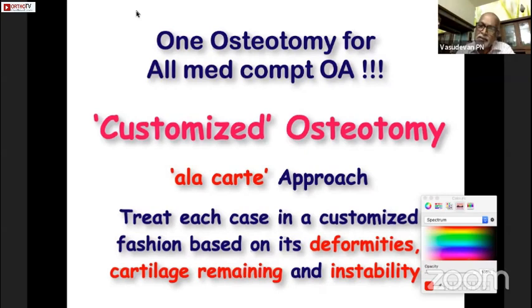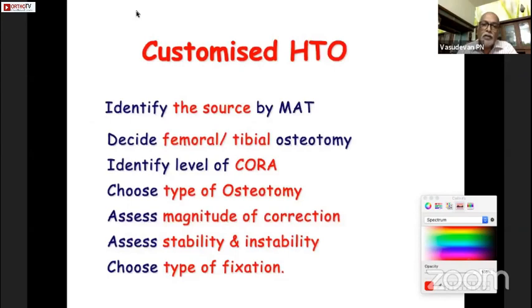So you have to do a customized osteotomy, like an a la carte approach, treating each case in a customized fashion. In all medial knees, you cannot do an HTO. So you have to find out where exactly the deformity is. By malalignment test, find out what is the femoral component, what is the tibial component, and find out the real core of the deformity, and what type of osteotomy you are going to do, how much magnitude of correction you are going to do, the stability and instability of the knee joint as such, and what type of fixation.